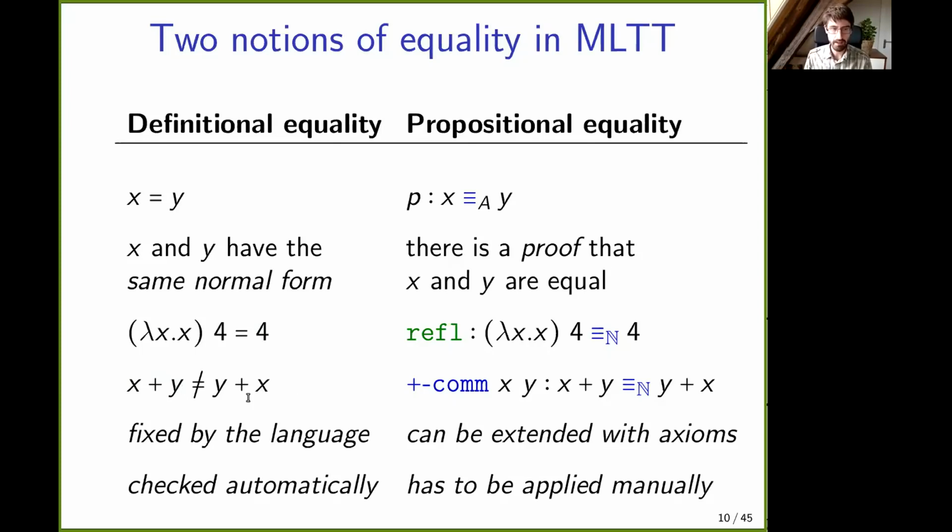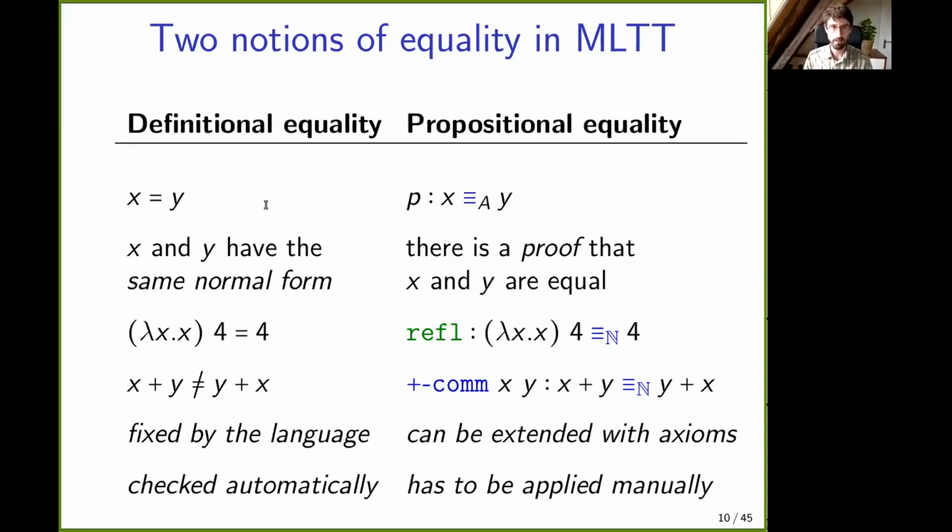An important thing about definitional equality is that it is fixed by the language. So typically, this is not something we can easily extend. It's really built into the system, so a user cannot extend it. However, it's checked completely automatically. So you don't have to worry about it: if something is a definitional equality, it will happen automatically. In particular, two types will be considered equal by the type checker if they are definitionally equal. So you don't have to do anything else.